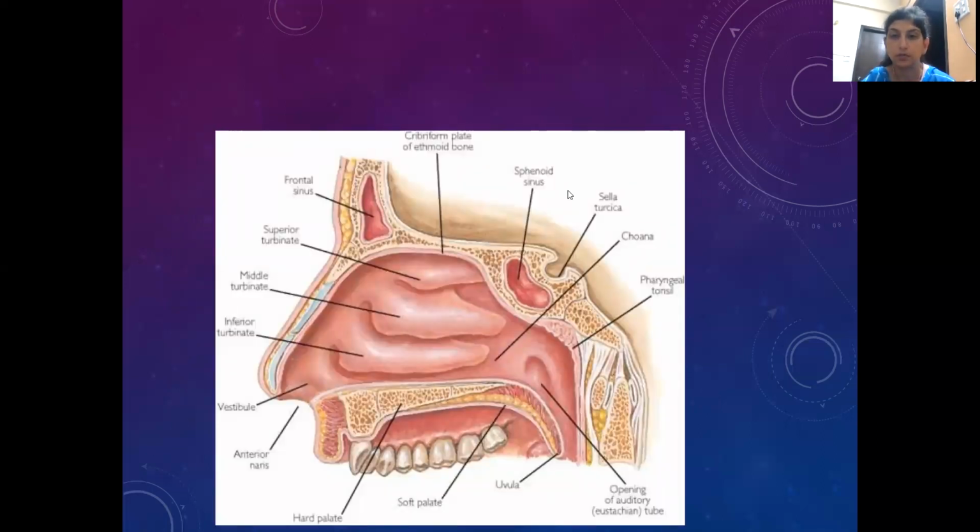This is a picture of the lateral wall of the nose, which is showing the superior turbinate, middle turbinate, inferior turbinate. Beneath these are the superior meatus, middle meatus, and inferior meatus. This is the anteroinferior part of the nose, which is called the vestibule. The posterior end of the nose is called the choana.